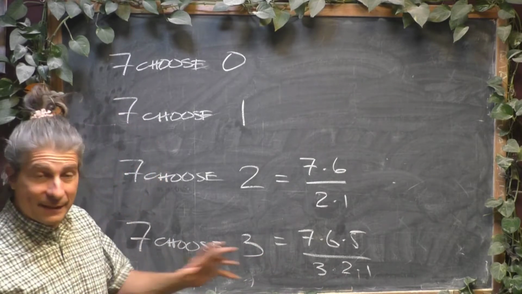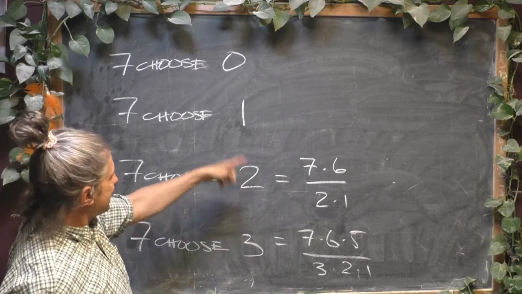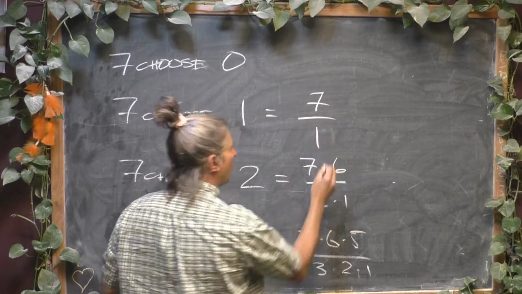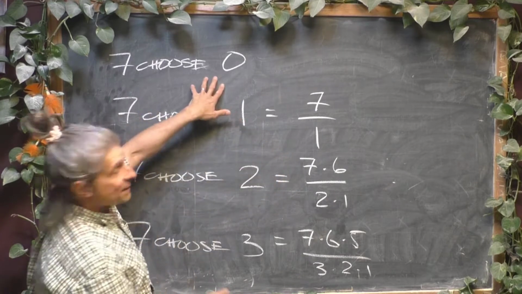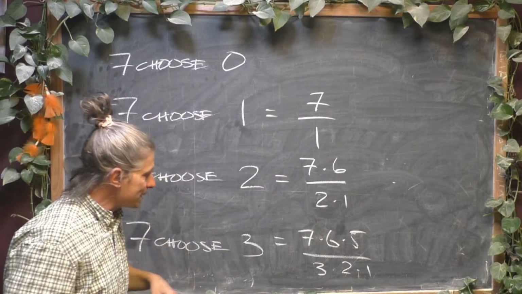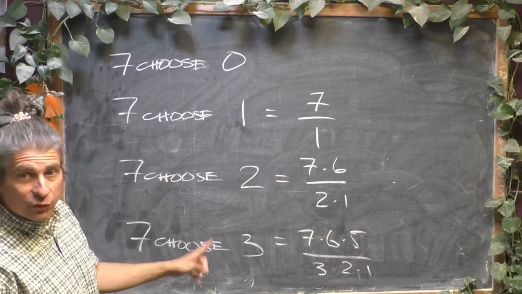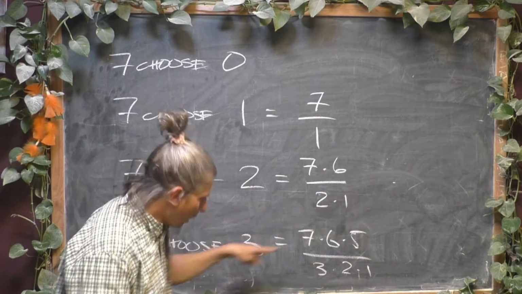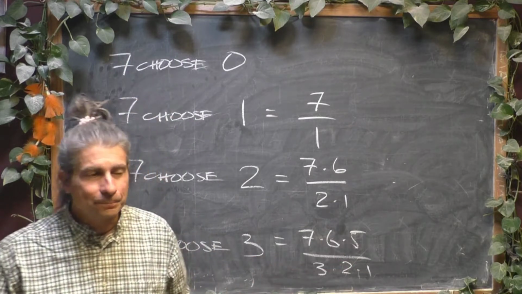What's important is this is the way to keep track of them. The same thing happens here with 7 choose 1. It was 7 over 1. So you can see what's happening. This is the oddball, and we'll come back to that in a second, I promise. It would continue with 7 choose 4. 7 choose 4 would be 7 times 6 times 5 times 4 over 4 times 3 times 2 times 1.